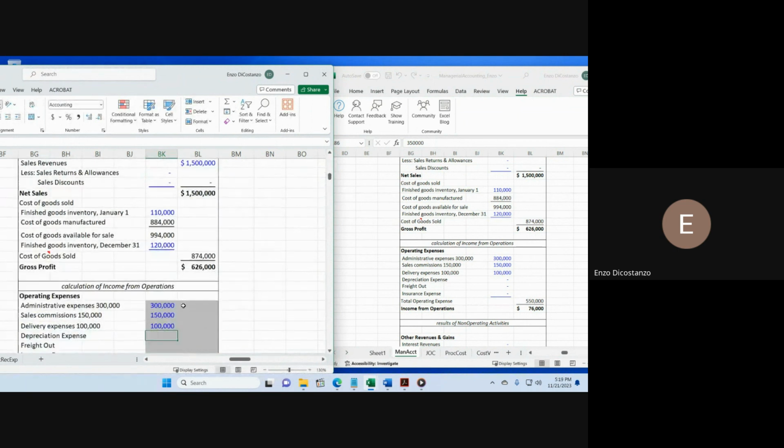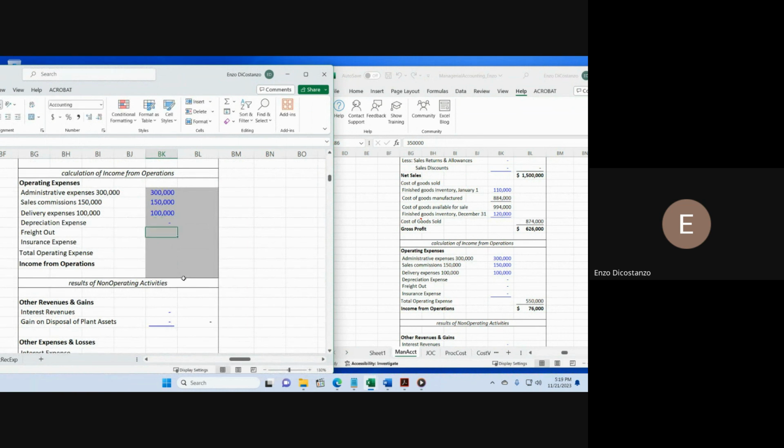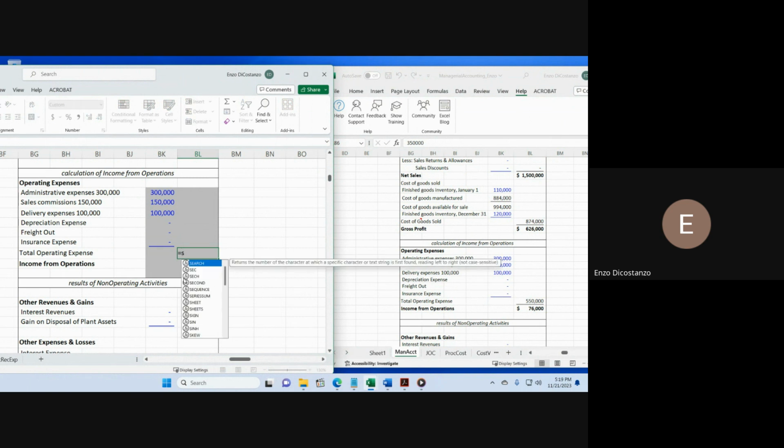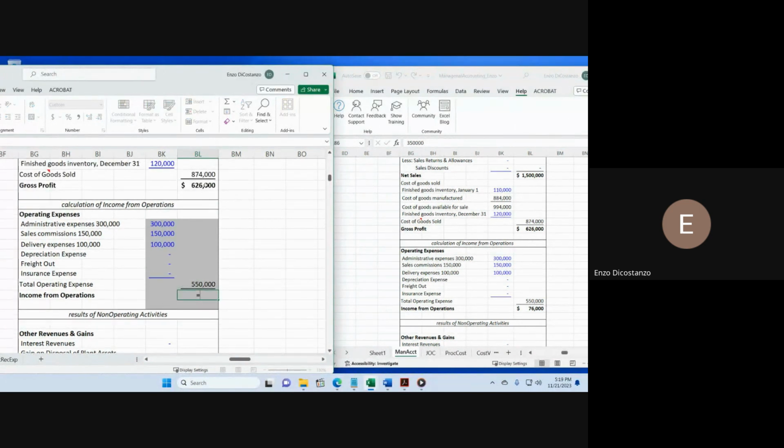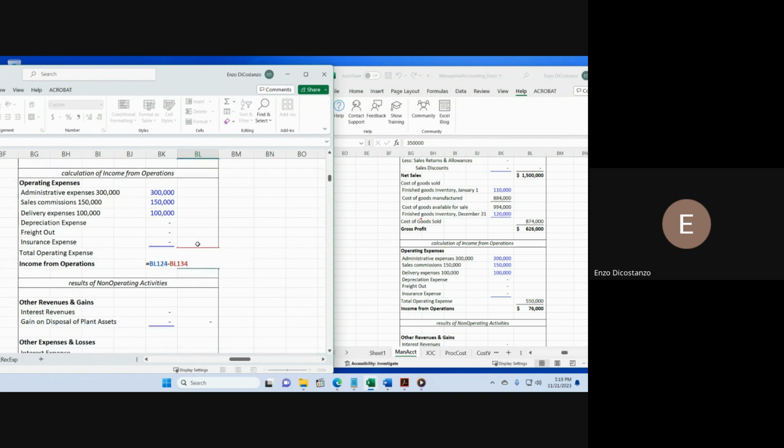Okay. Everybody else is 0, 0, 0. Add those up, that's 550. So income from operations is just the difference of the gross profit minus the 550, which is 76,000. Here's the math on that. This one minus the total expense. It's a little hidden here, a little obliterated, but you can see it's just that 550.